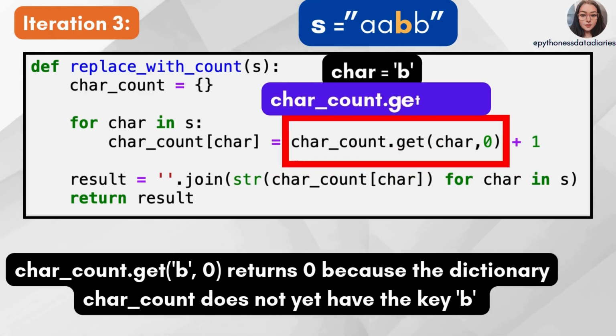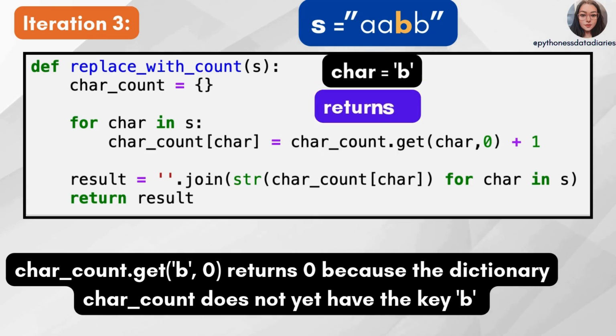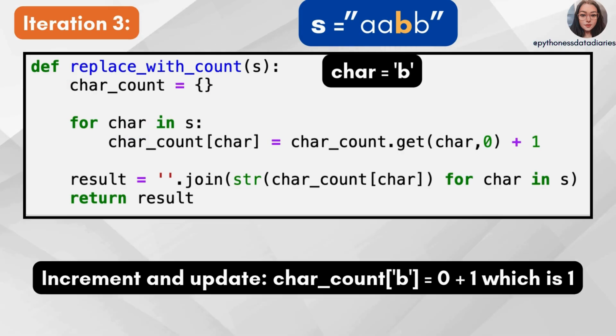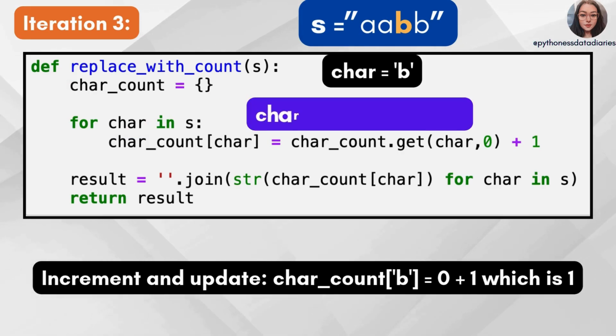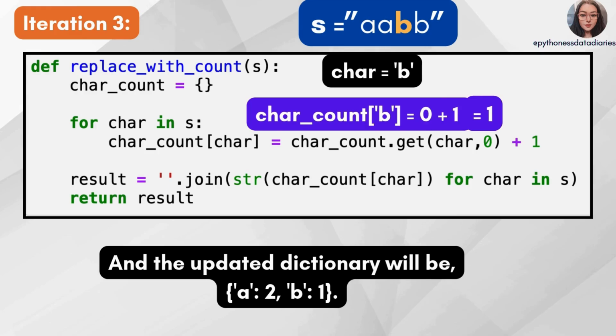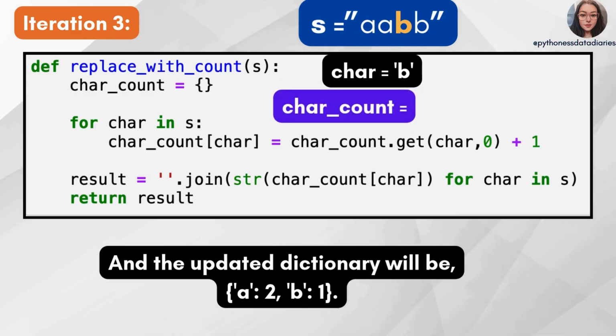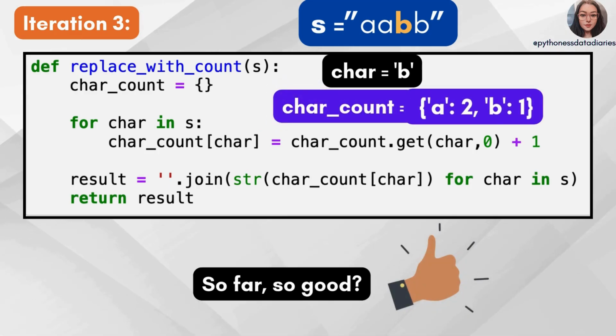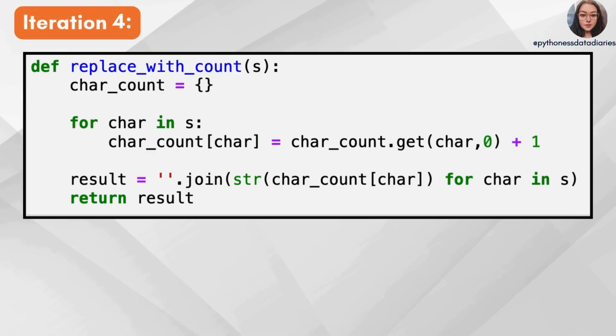Now char_count.get(b, 0). This expression returns 0 because the dictionary char_count does not yet have the key b. Increment and update: char_count[b] equals 0 plus 1, which is 1, and the updated dictionary will be a is 2, b is 1. So far so good. Now iteration 4.